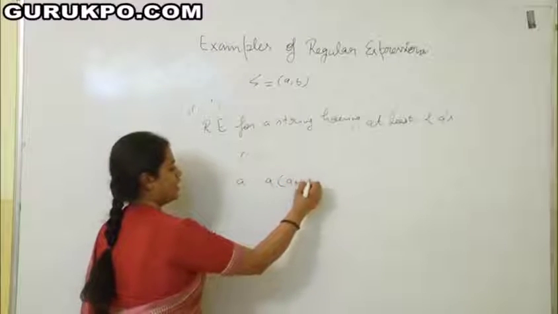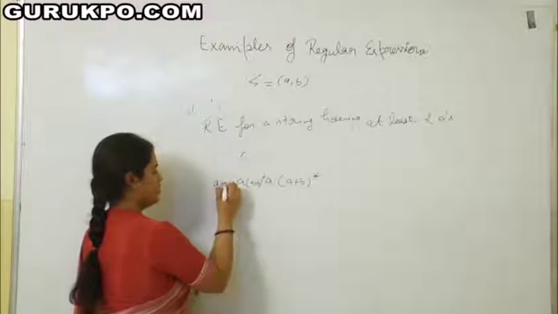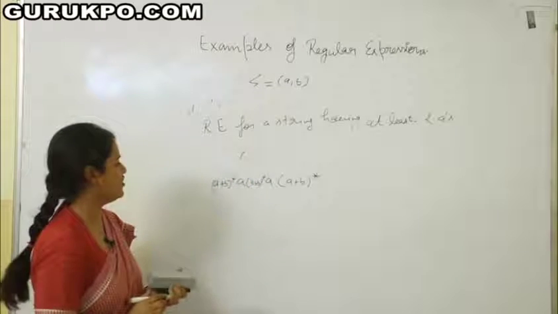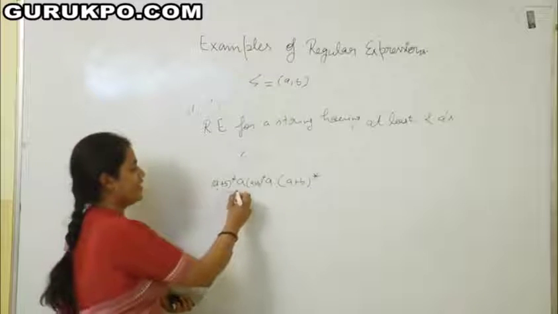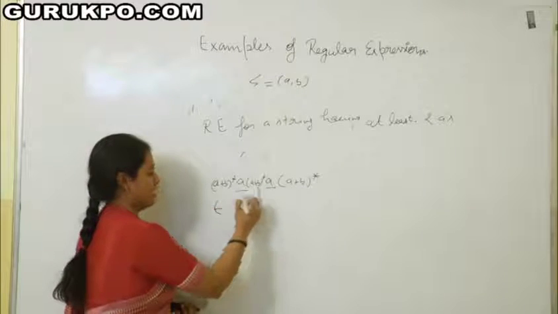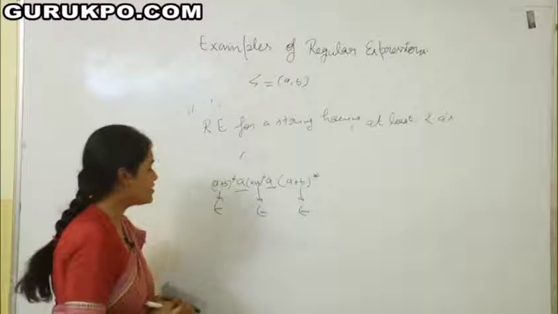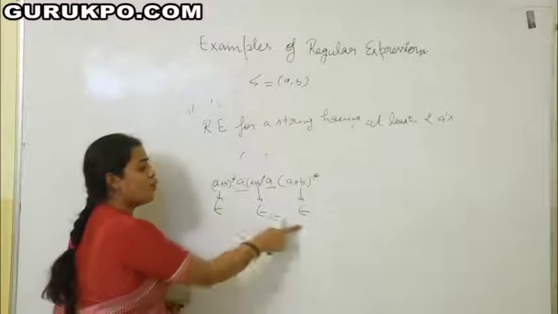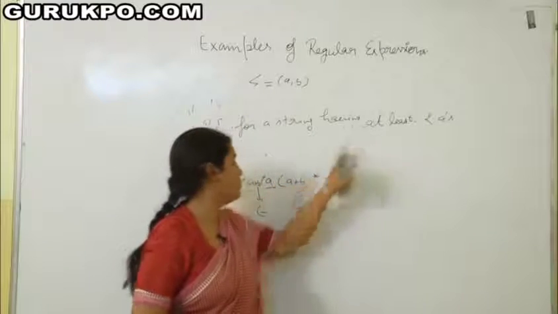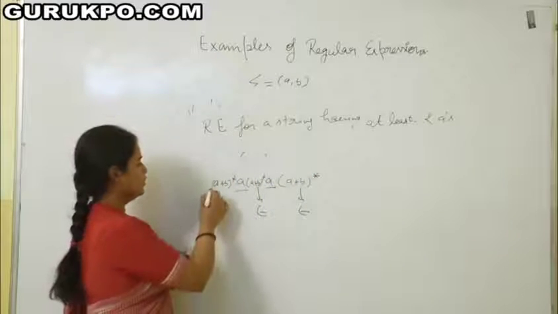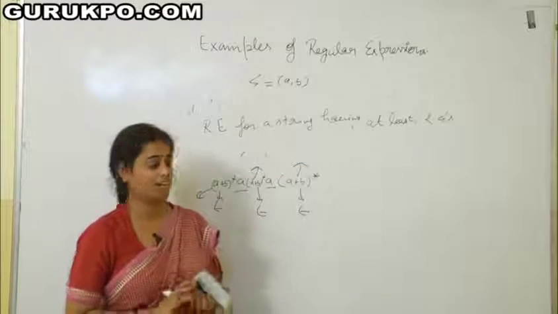For minimum 2 A's, we need this. Then we can write here (A+B)* A (A+B)* A (A+B)*. In this condition, at least 2 A's will be found anyhow. At least you will find these 2 A's even if all the string values are null. It is very much clear that this regular expression will generate all the strings having at least 2 A's. More than 2 A's are allowed through these. In between, whether it comes A or B, it doesn't matter.